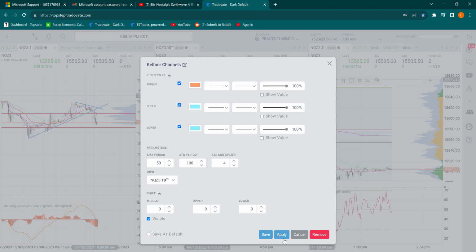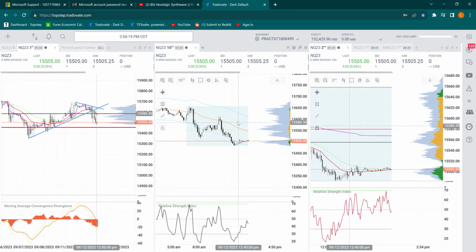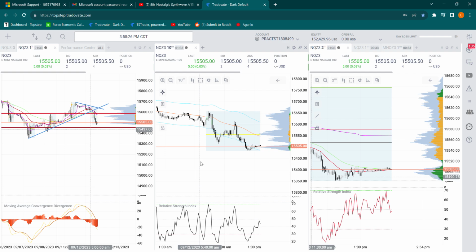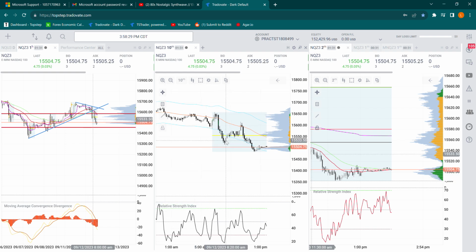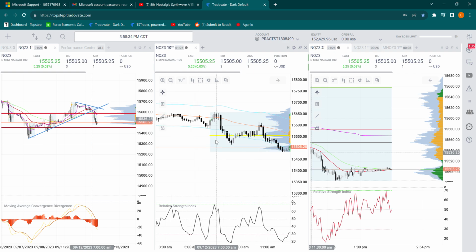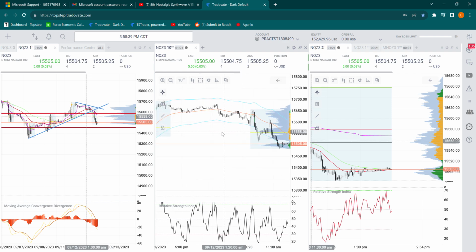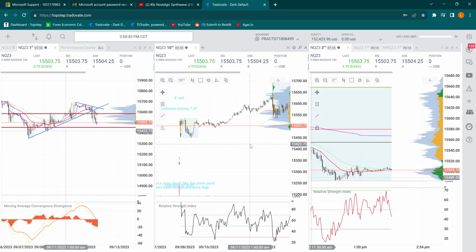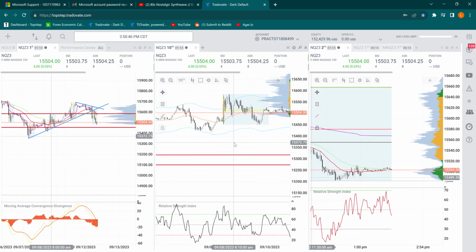What we're left with is these two areas that are helpful in determining where price potentially could reverse. I use it as a momentum indicator, essentially. Let's just go into an example.